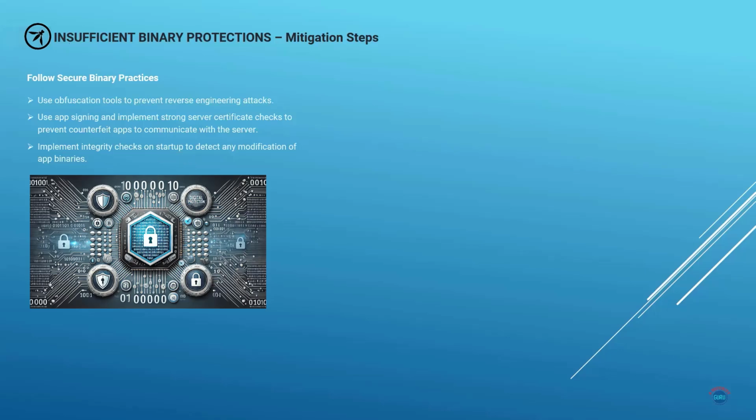Hence, it's very important that you obfuscate, you perform app signing, you detect any modification in your application code, and stop your application from launching in case there are any modifications of the app binaries. All these mechanisms clubbed together will help you to safeguard your binaries and will help to mitigate the insufficient binary protection issue. I hope you are now clear what is insufficient binary protection.